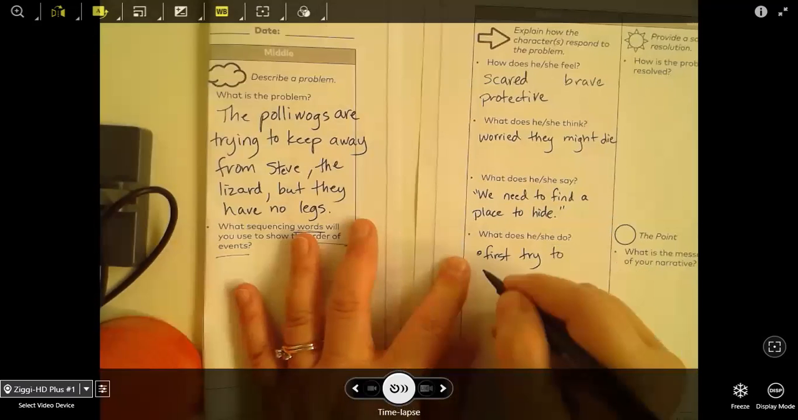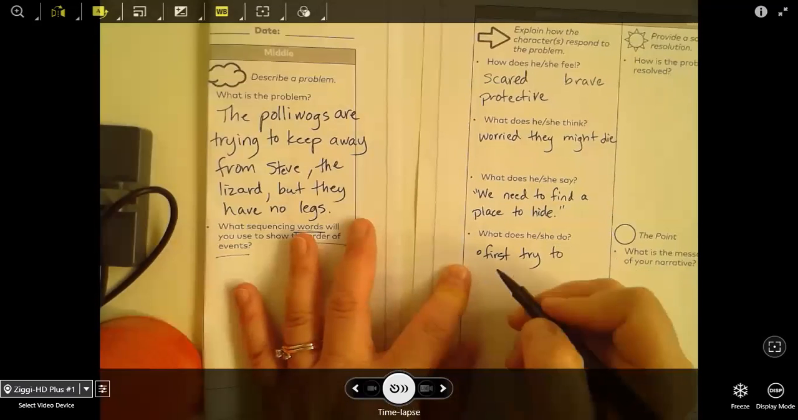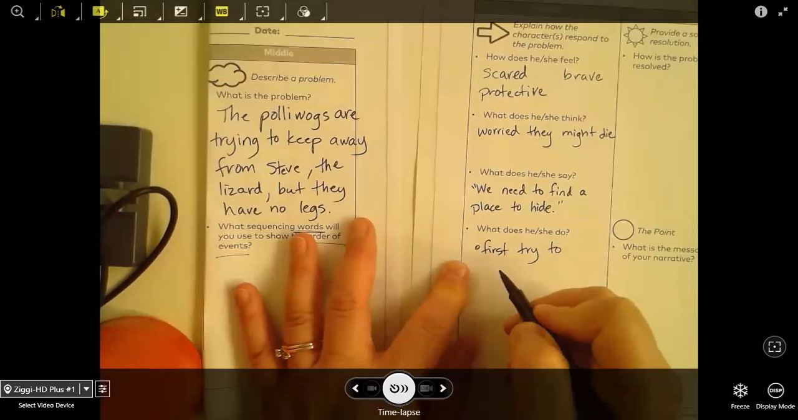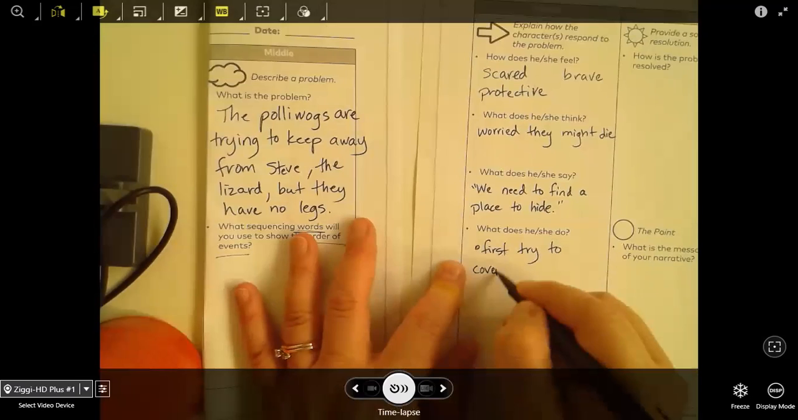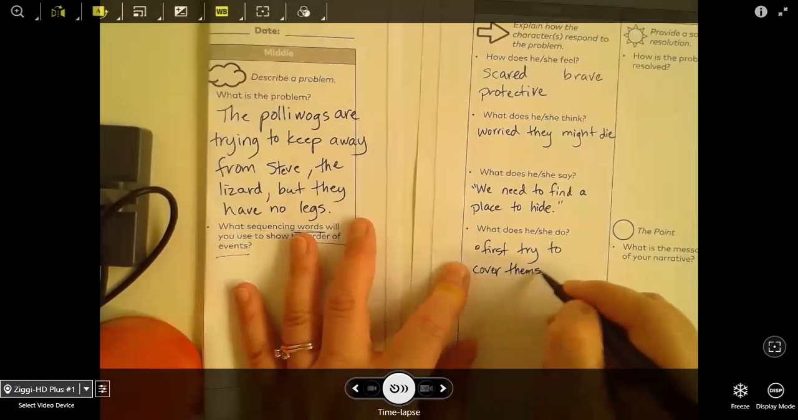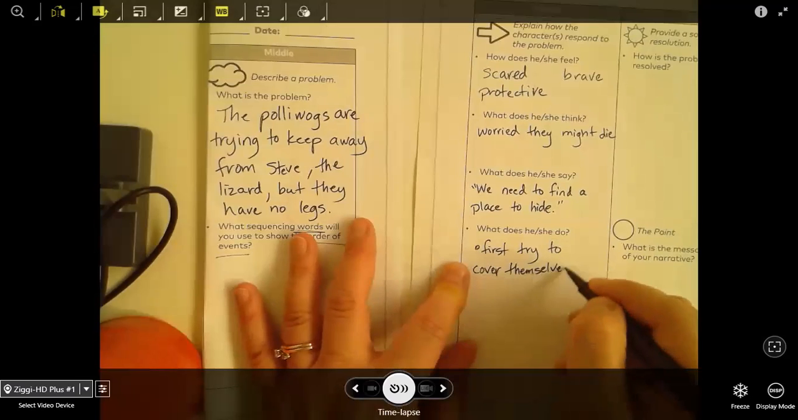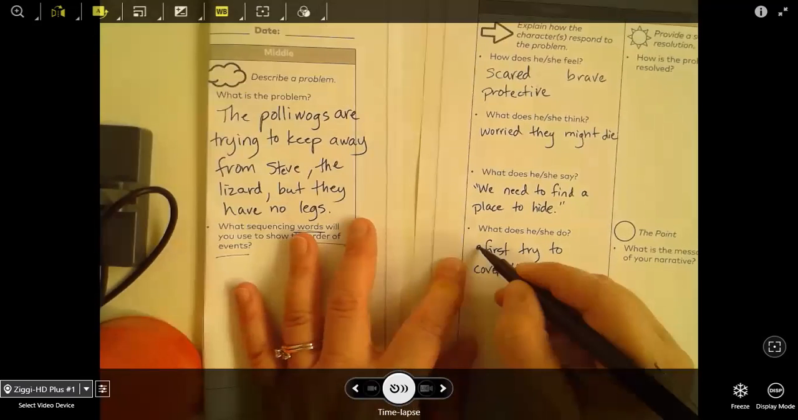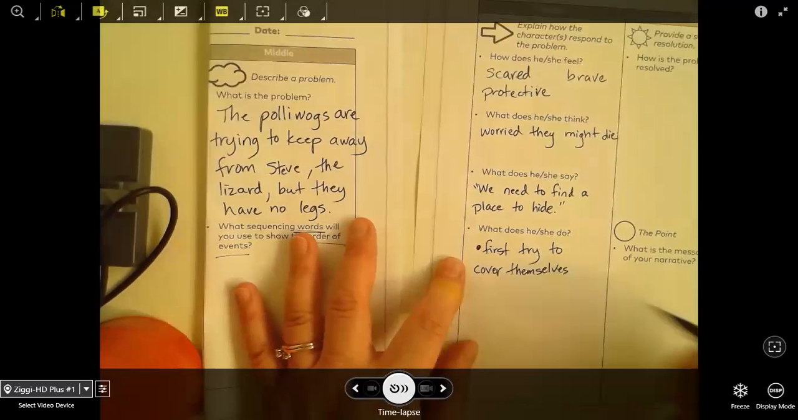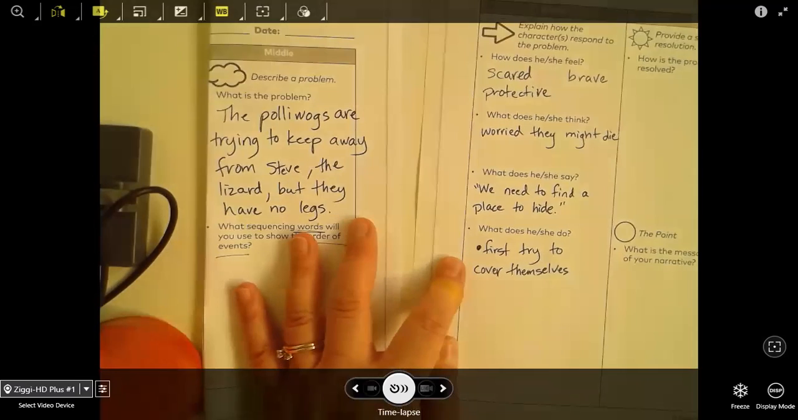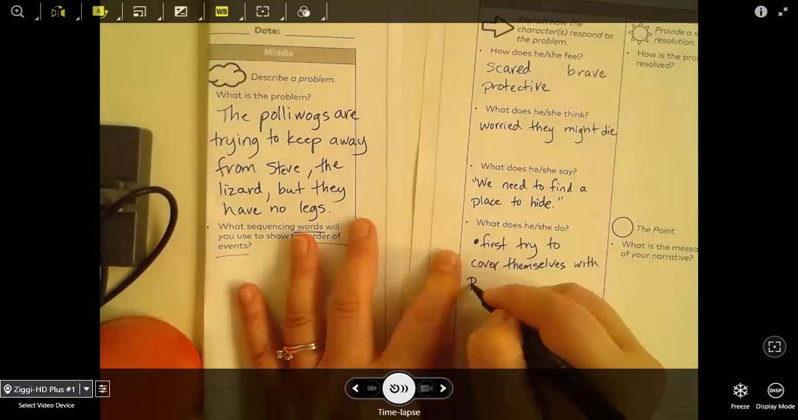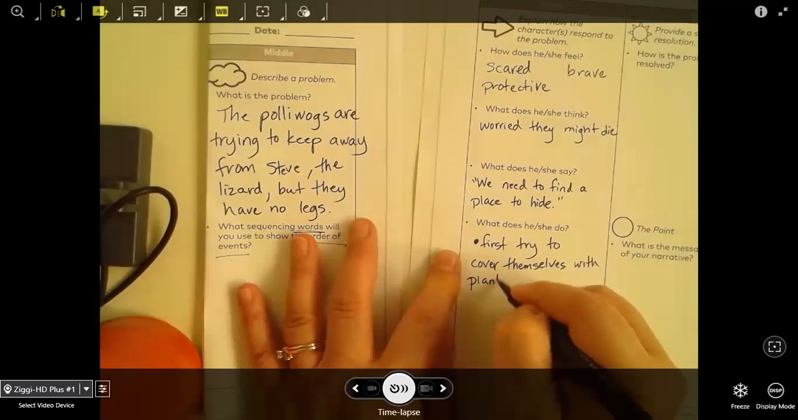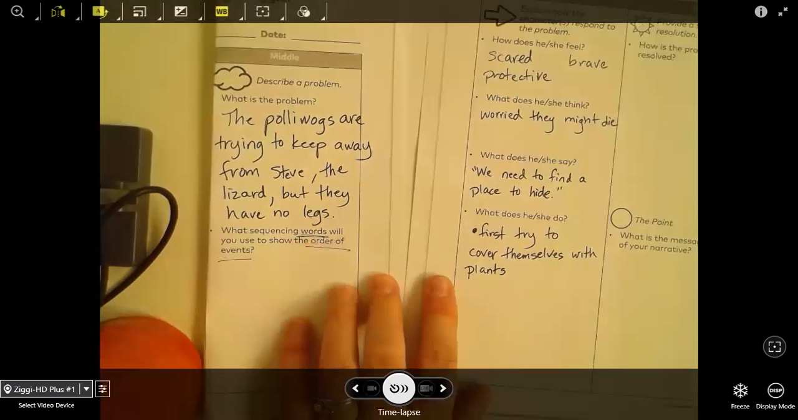to cover themselves in mud. Is that what, or cover themselves in what? Seaweed. I was making bullets because we had lots of things we're going to write into here. First, try to cover themselves with, can I say plants? Yeah. Plants. Okay, so first they try to cover themselves with plants. Is that going to work?